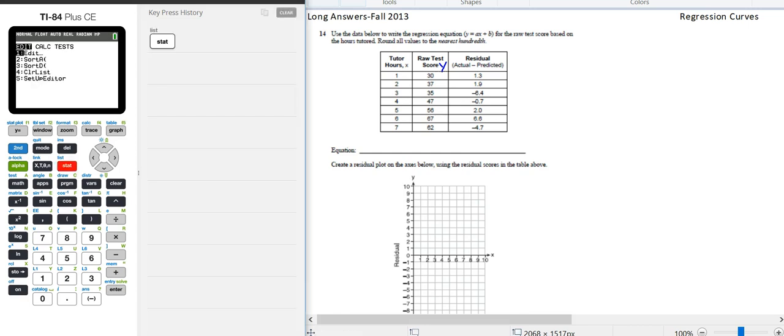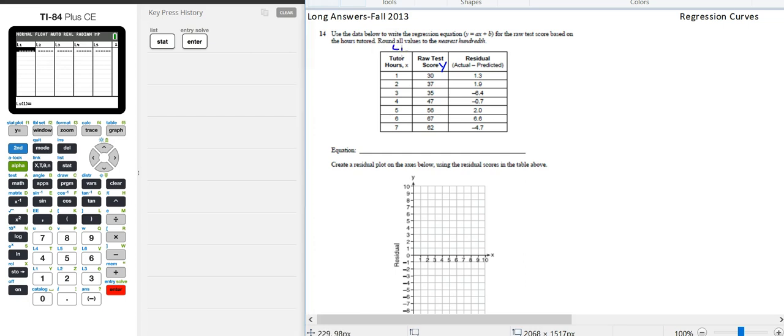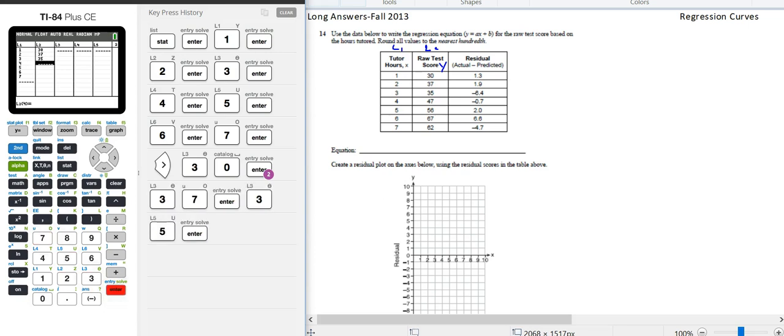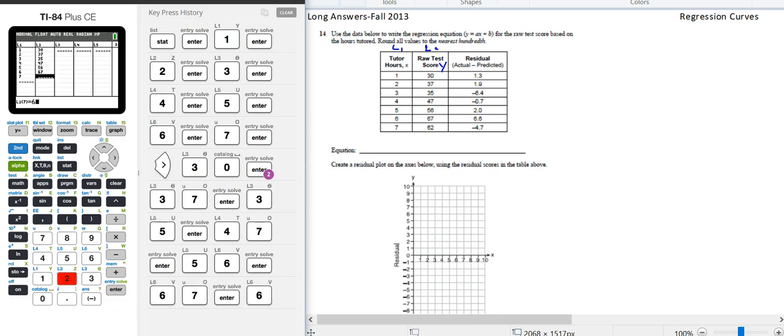We're going to press stat, enter for edit, and in L1 we're going to put in the hours tutored or our x values, and in L2 we're going to put in the raw test score or the y values. So our x values are 1 through 7. Our raw test scores are 30, 37, 35, 47, 56, 67, 62.